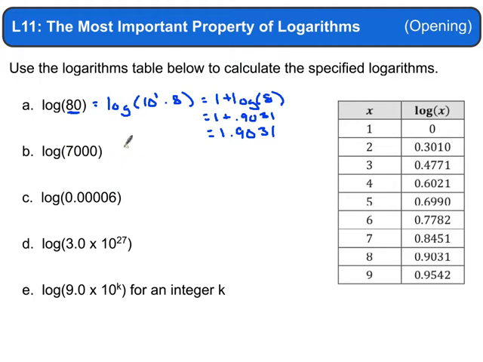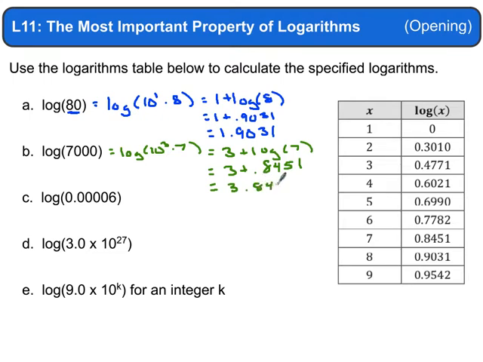We did the same thing with 7,000. This is 1,000, so this would essentially be log of 10 to the third power, and we're going to multiply that by 7. That means we're going to do 3 plus the log of 7. We look it up in our table, and the log of 7 is 0.8451. So we find our result is 3.8451.